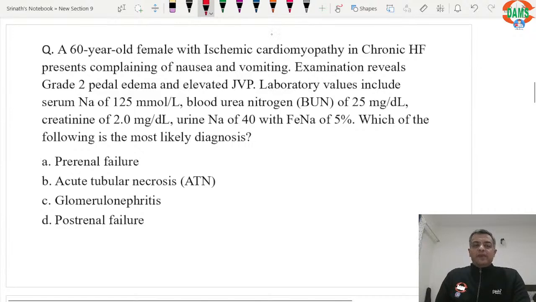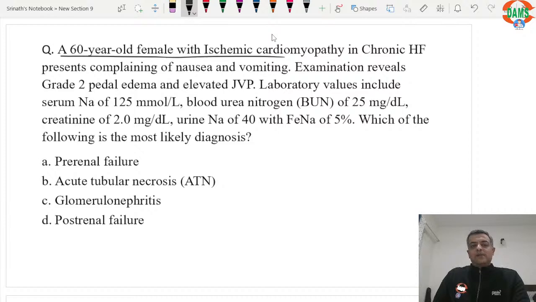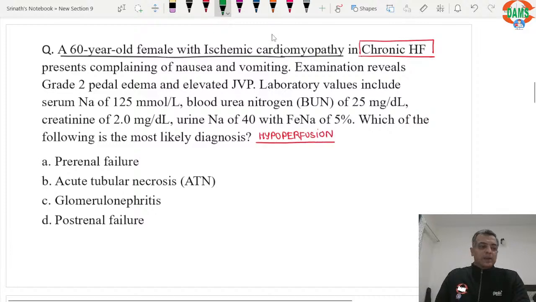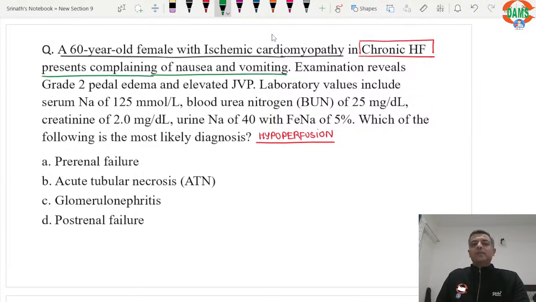Taking it forward to the third question. A 60-year-old female presents with ischemic cardiomyopathy in chronic heart failure. So the key word here is that the patient is in chronic heart failure. This chronic heart failure is going to be a risk factor, as chronic hypoperfusion is occurring. The patient presented with complaints of nausea and vomiting. What will you say? The patient has uremic symptoms.